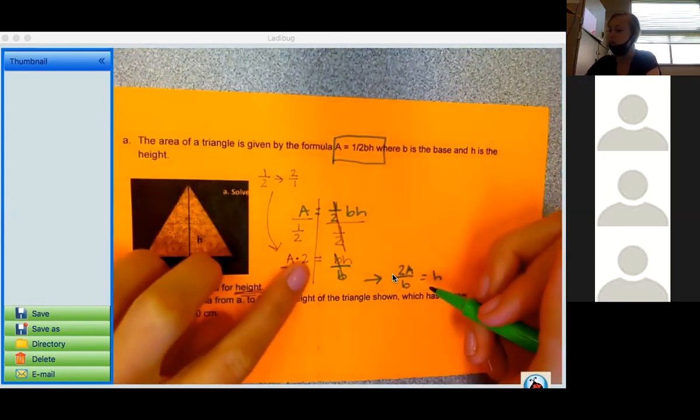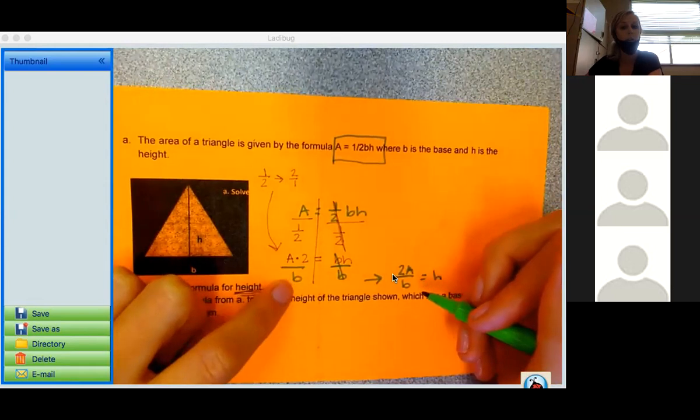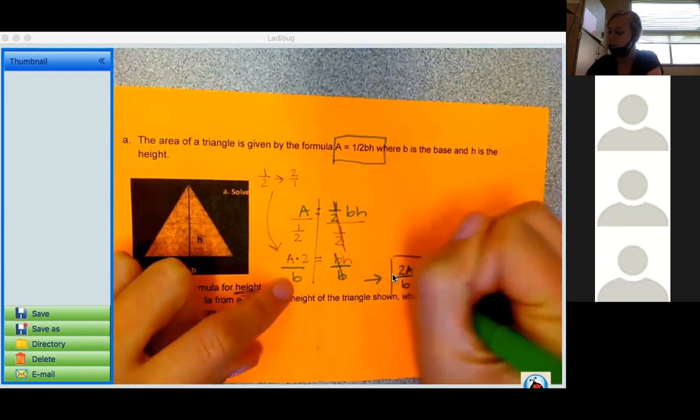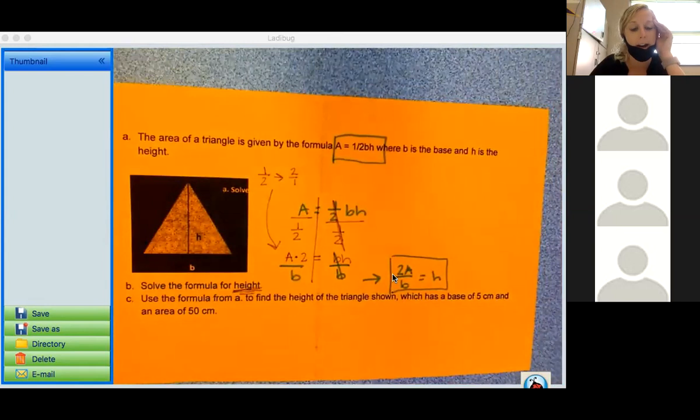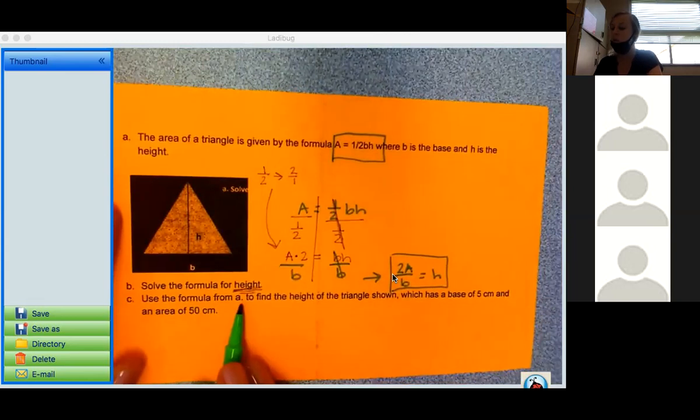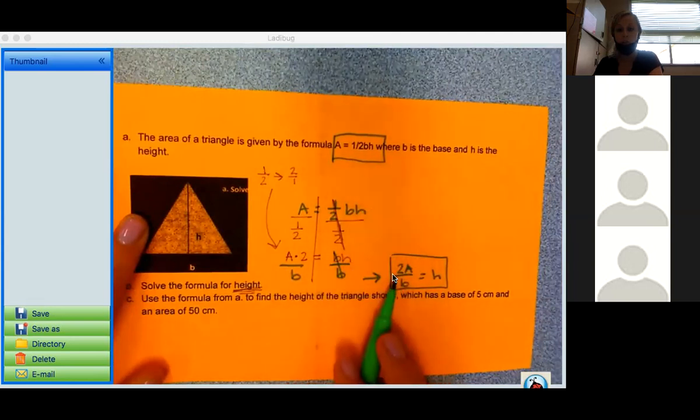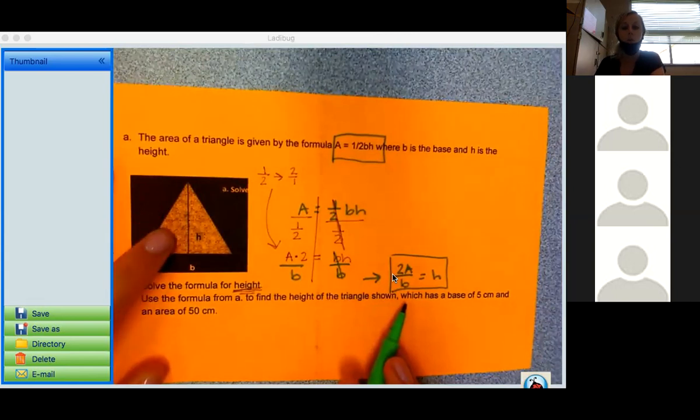So did you guys get 2A, because A times 2 is just 2A, right? Over B? That's how you would solve for the height. Are we okay with how to solve for H? All right. I'm guessing that's a yes. Yes. Thank you, Paul. All right. So now it says use the formula that you found from A, or we can use this one, right? Because we just solved this one for H, to find the height of the triangle shown, which has a base of 5 and an area of 50.